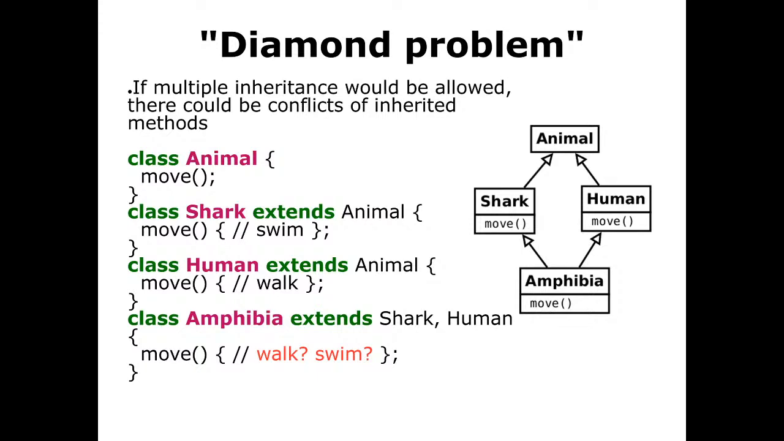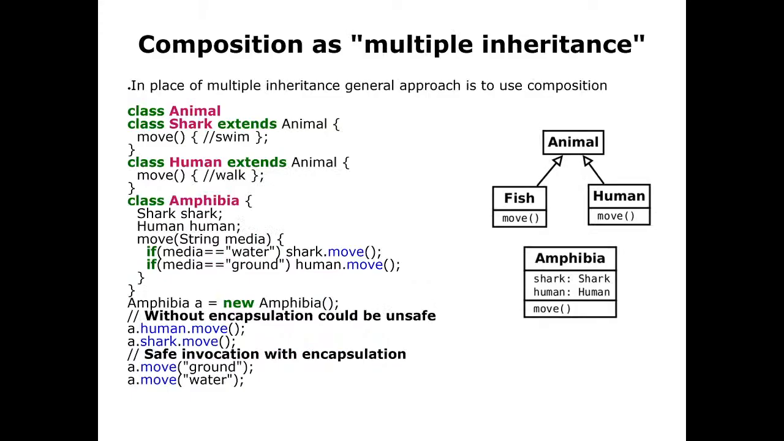That's the problem. For example, if there's a method move for shark and a method move for human, then you call the method move for amphibia, and amphibia does not know if it is expected to walk or to swim. That's the problem of multiple inheritance, and this is why it is not used in Java.